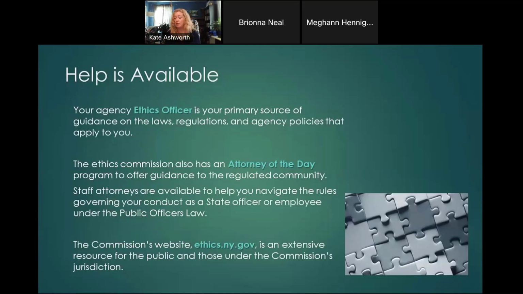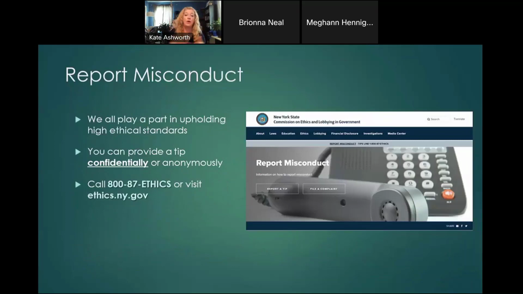And for employees who really are self-directed, you can send them to our website. It is huge and it's filled with a ton of information, way more than most people ever would need. But if you have some insomnia, I would say ethics.ny.gov is a really great place to start. All right. We also encourage everybody to use our tip line. If you see something, say something. So this hasn't changed. We still have it posted on our website, or you can call in to report a tip, either confidentially or anonymously.